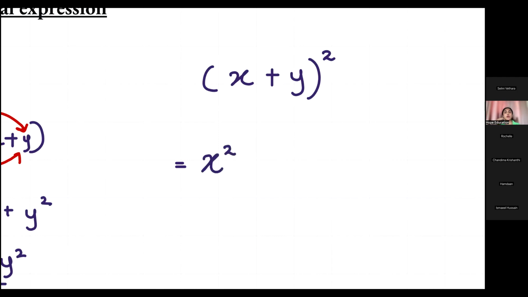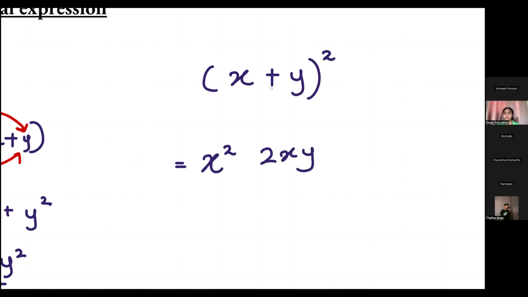Okay. Then what you're going to do is multiply the first term, the second term, and this 2. Right? So the first term is x, second term is y. So x multiplied by y is xy. xy multiplied by 2 is 2xy. So you get the answer as 2xy. This is plus times plus is plus.